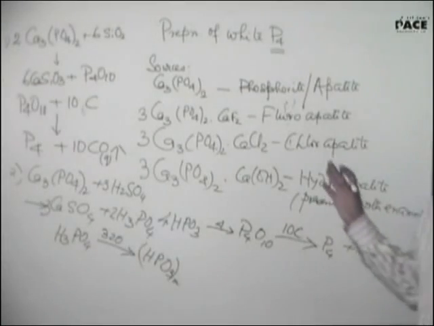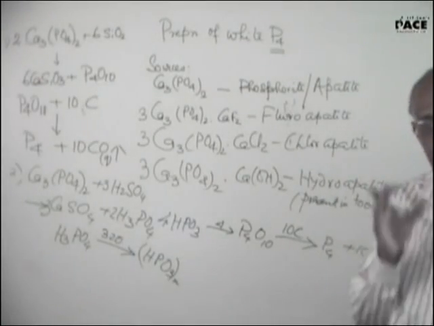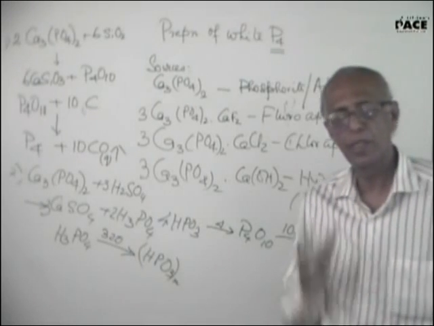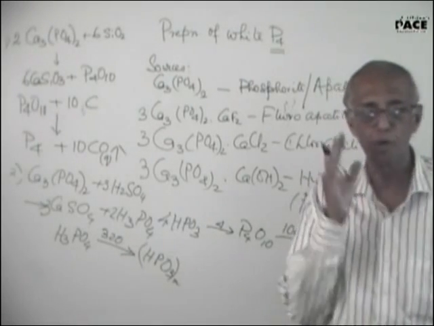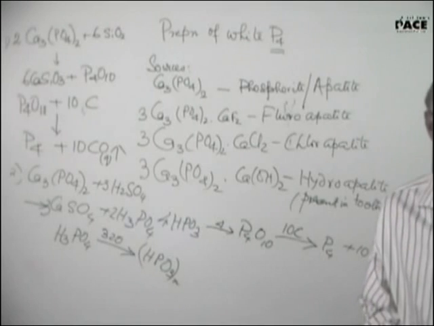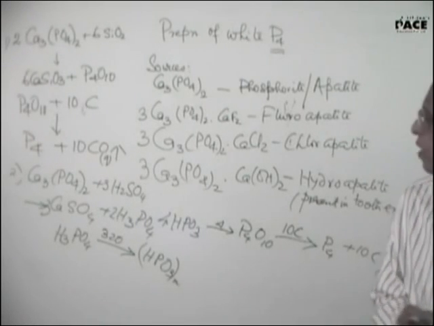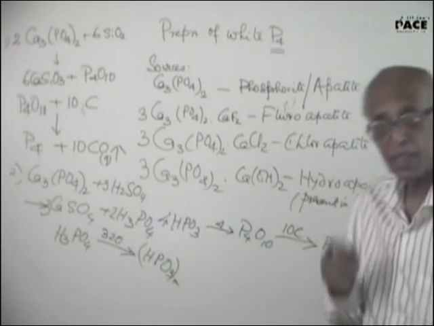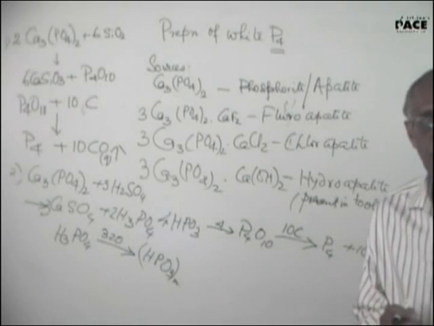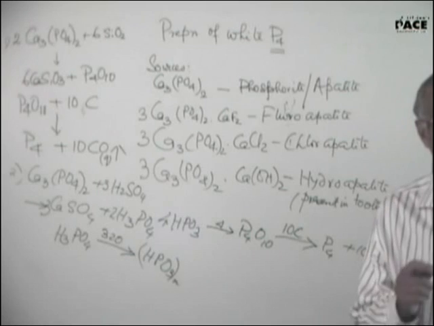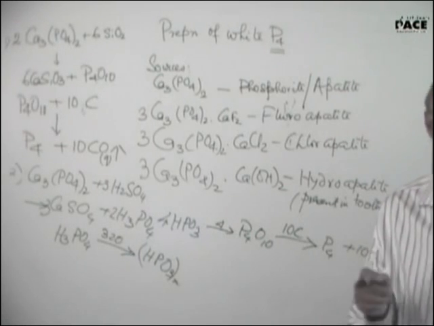Okay? Now, when we discuss phosphorus, we always mean white phosphorus, because that is the most reactive form. Now, what are the sources in which phosphorus is present in a mineral?